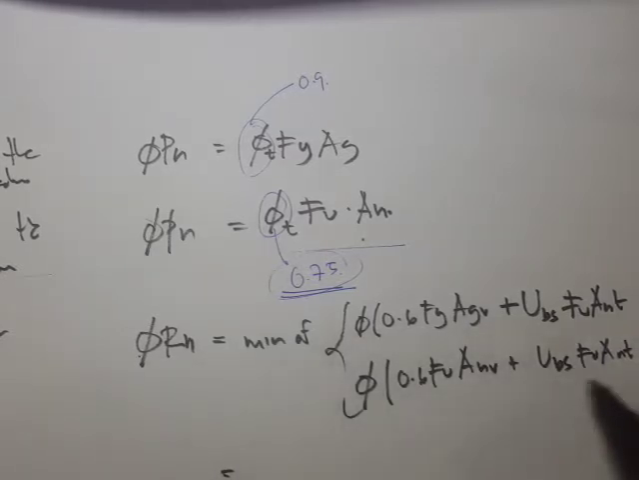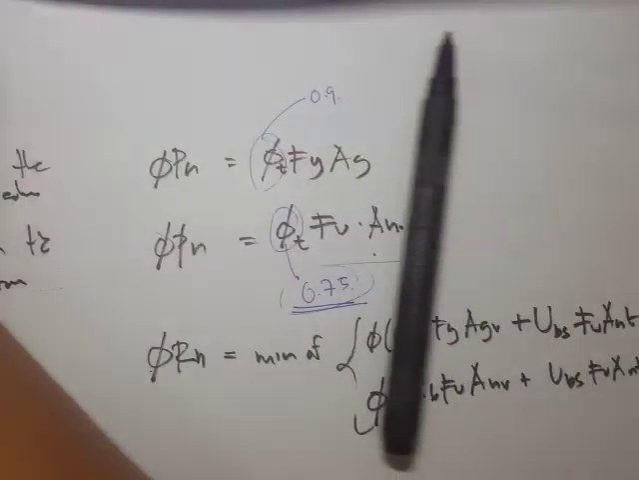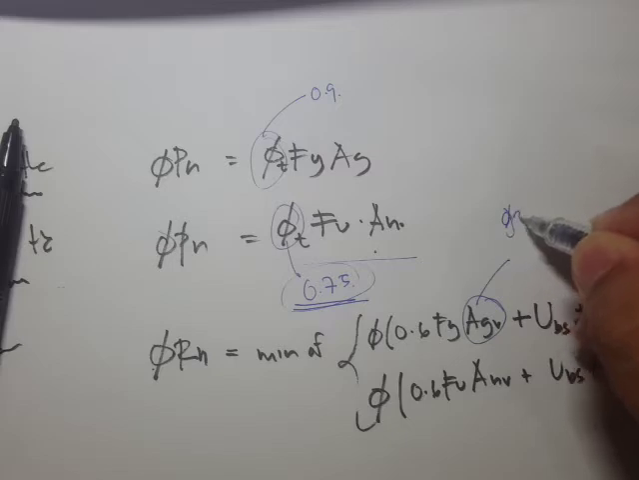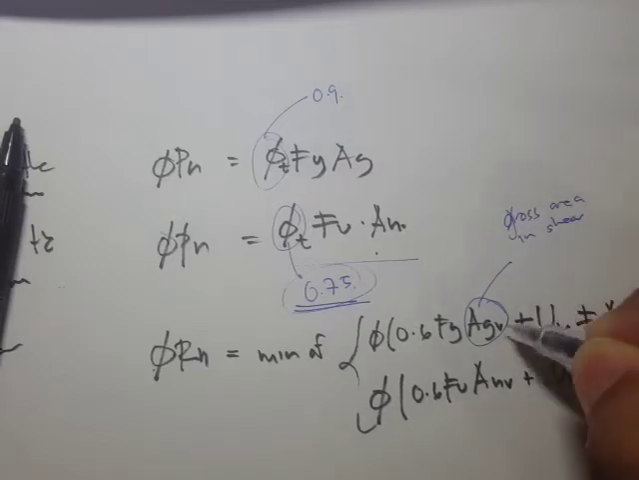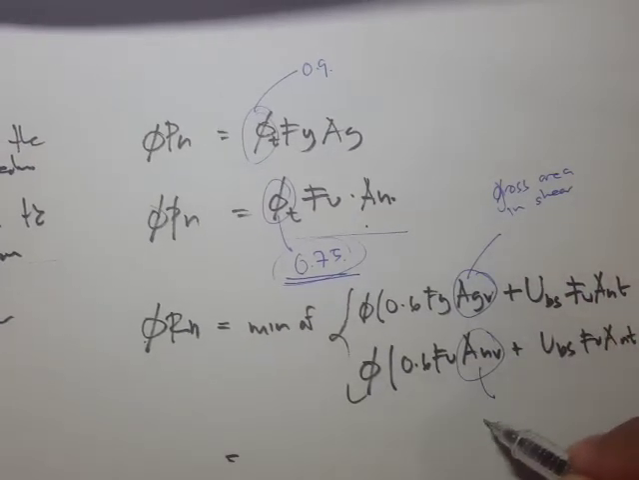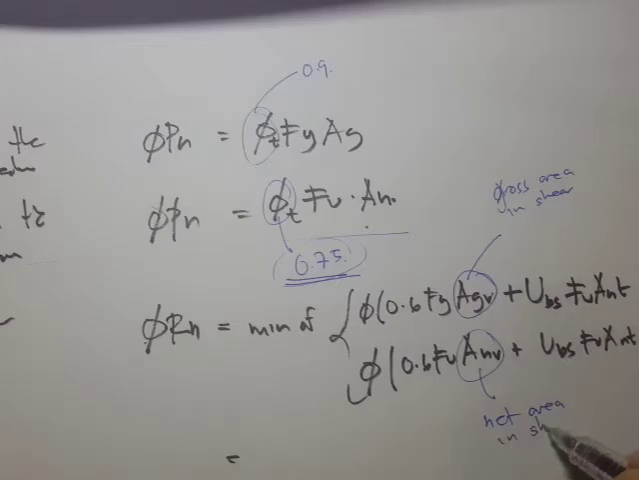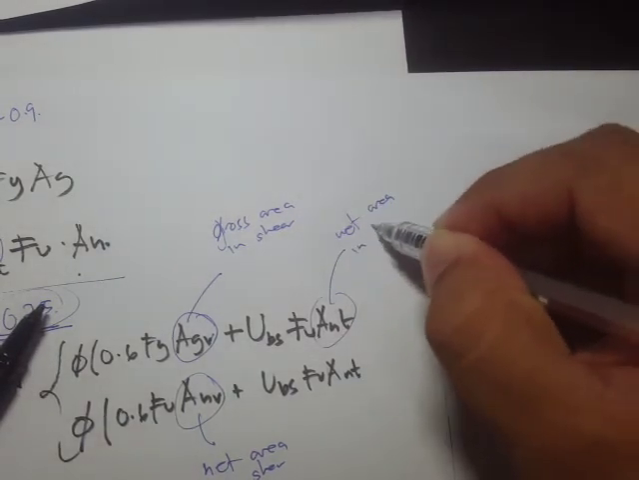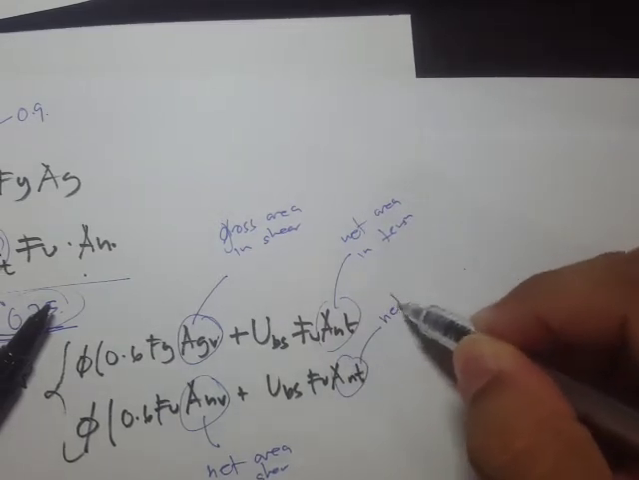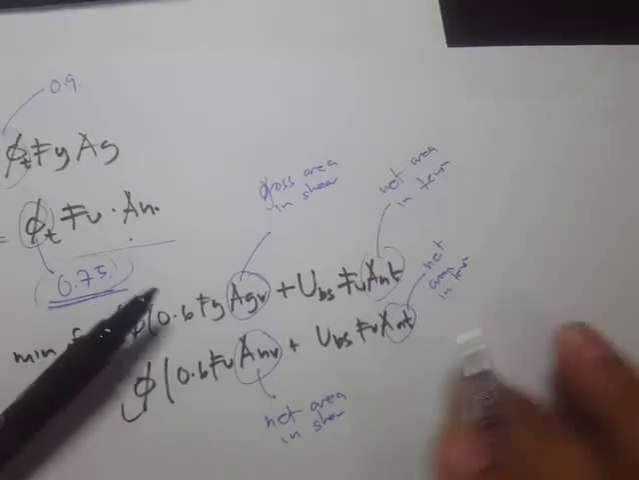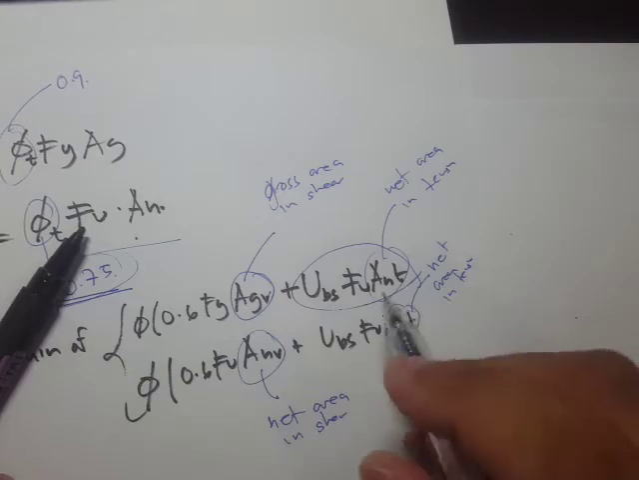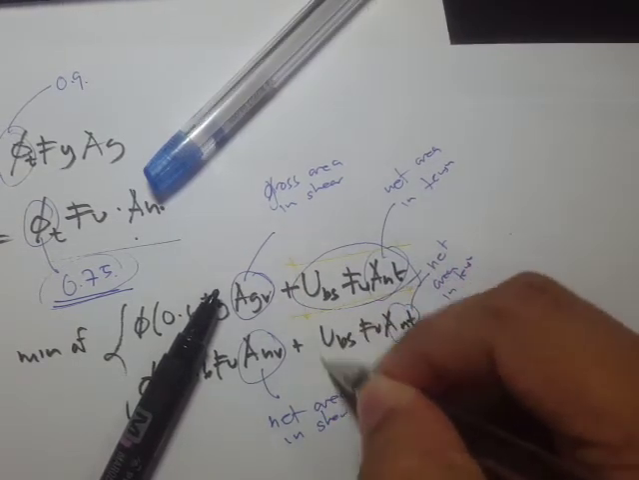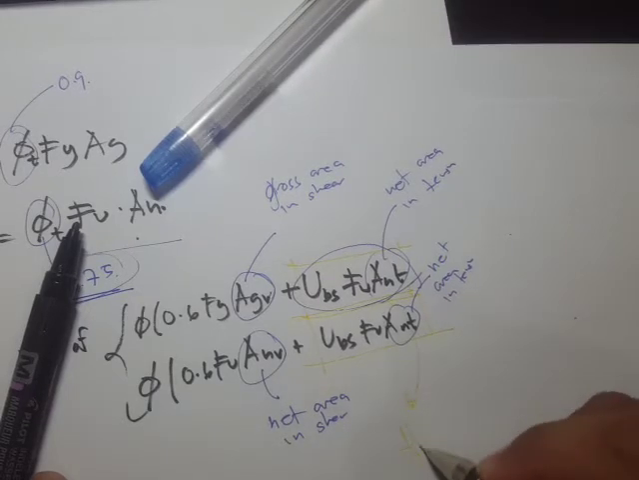There are actually a lot of new terms here. For example, Agv is the gross area in shear. V stands for shear, and this one is the net area in shear, and this one is the net area in tension. Notice that this second term, in both conditions, is actually the same.